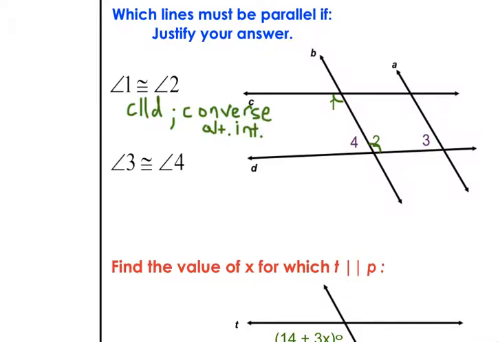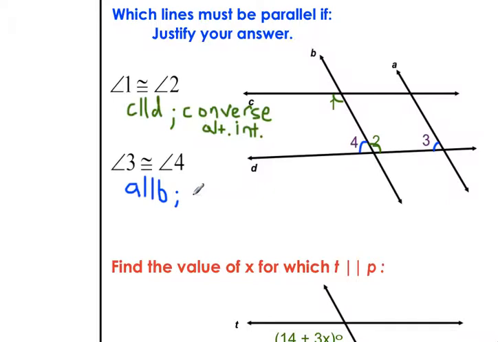All right. Let's go to the next one here. If angle 3 and angle 4 are congruent, then which two lines must be parallel? The answer there should be that A will be parallel to B because of the converse of corresponding angles.